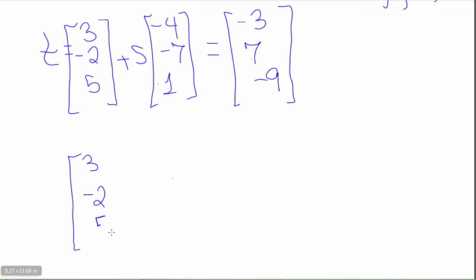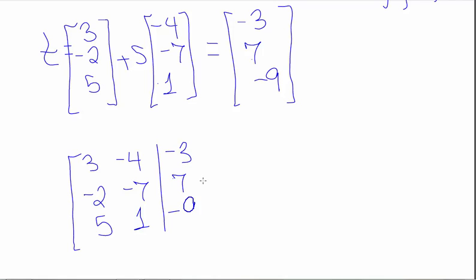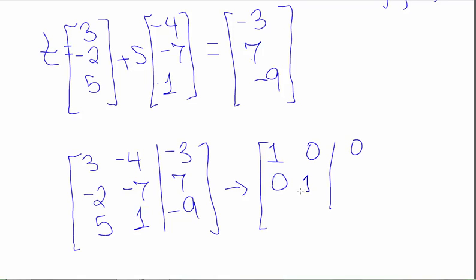So now we just need to put this in a matrix and row reduce. The rows are 3, minus 2, 5; minus 4, minus 7, 1; minus 3, 7, minus 9. And this row reduces to 1, 0, 0, 0, 1, 0, 0, 0, 1. So this does not have a solution. So do these lines intersect? No, since no solution exists. If we were able to get a solution here, then yes, they would.